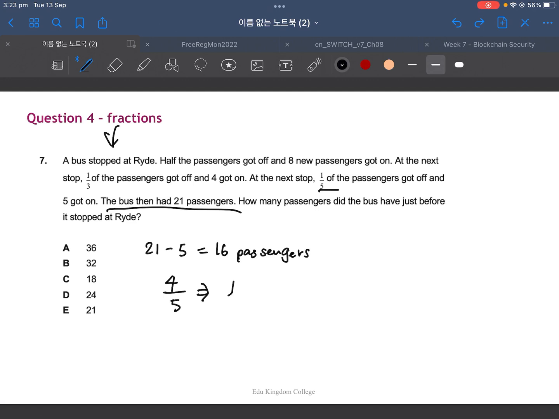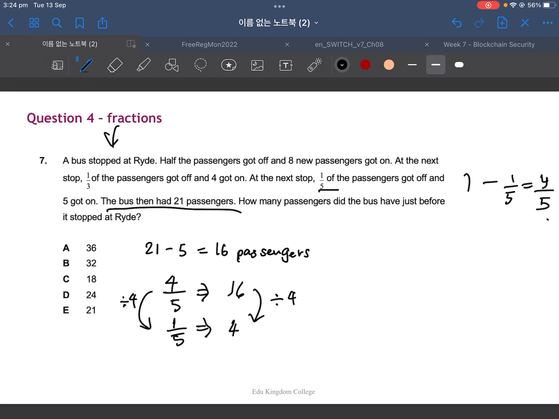Okay? Does that make sense, guys? If 1/5 of the passengers got off, only 4/5 remain, because 1 minus 1/5 is 4/5. So 4/5 corresponds to 16 passengers. Then how about 1/5? And I'll show you why I'm working out 1/5. 1/5 would then mean 4, because I just divided by 4.